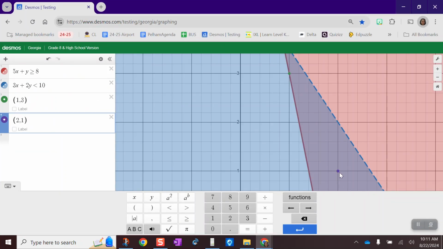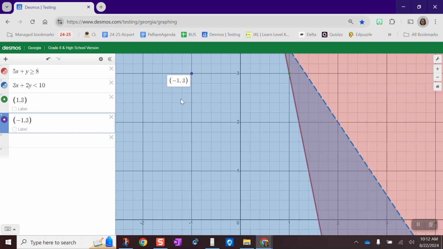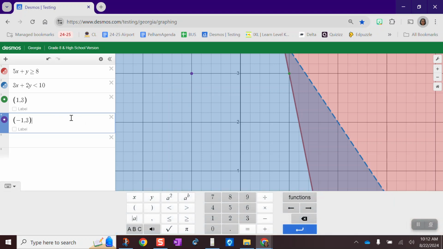Which is right here, (2, 1). Yes, it is a solution, okay? What about if I plot (-1, 3)? Is this one a solution? Pay attention, I'm trying to teach everybody. Is that one a solution? I'm trying to make a really good point. This one's not a solution.